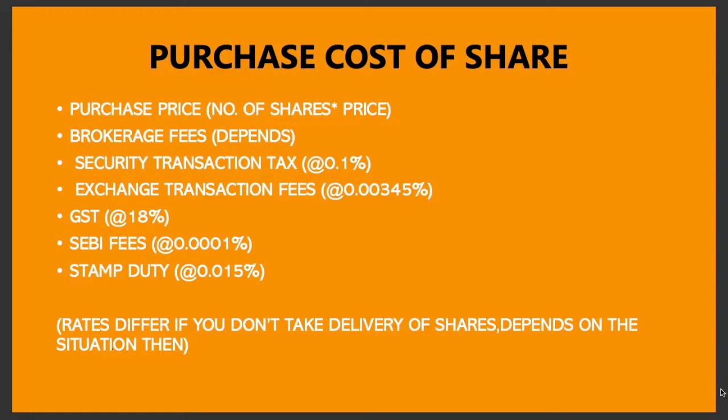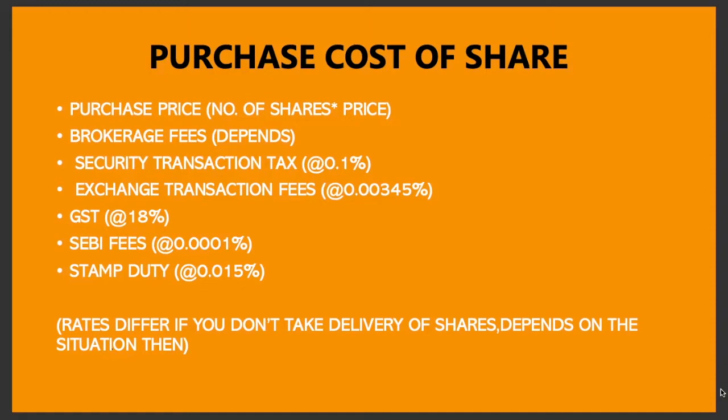Have you ever wondered why you are charged a little extra when you buy shares? They are the extra charges which you have to pay on top of the share purchase. First, you have to pay the purchase price, which is the number of shares times the price at which you are buying. The other charges are brokerage fees, which depend on your broker. The third is securities transaction tax, at the rate of 0.1%, a very minimal one.